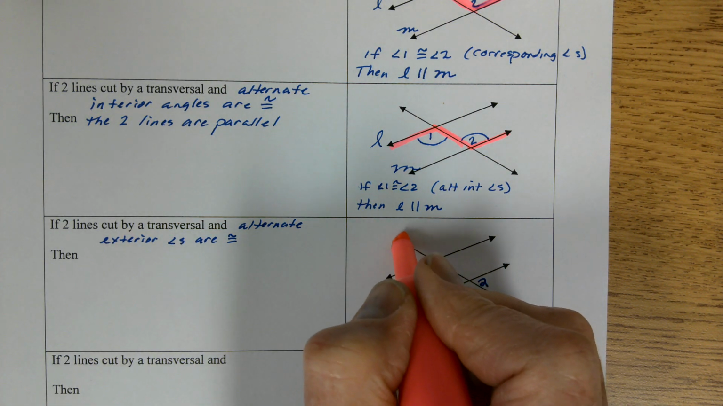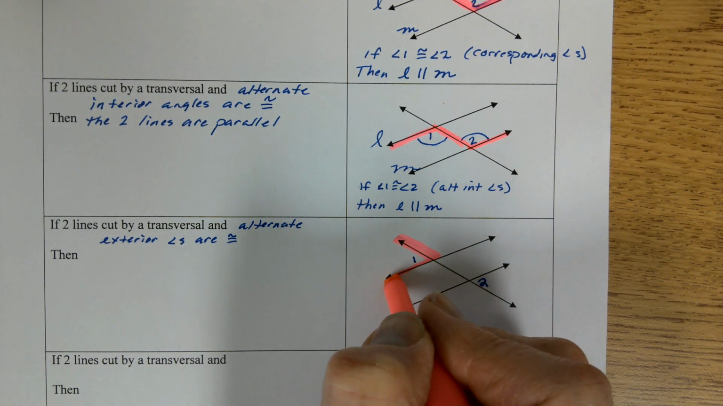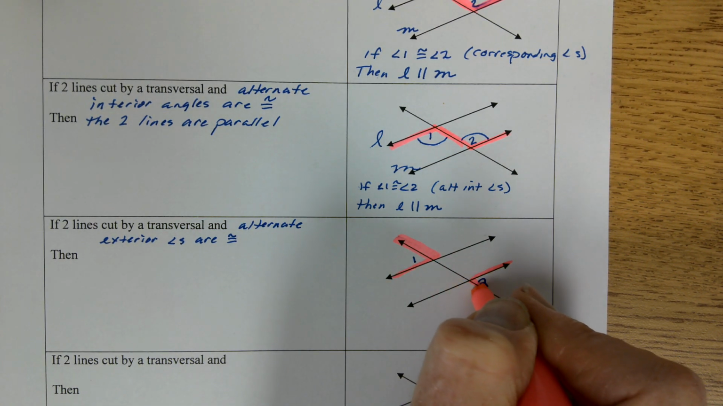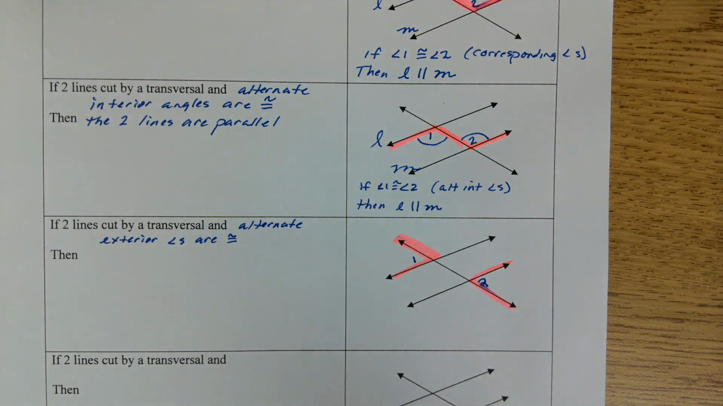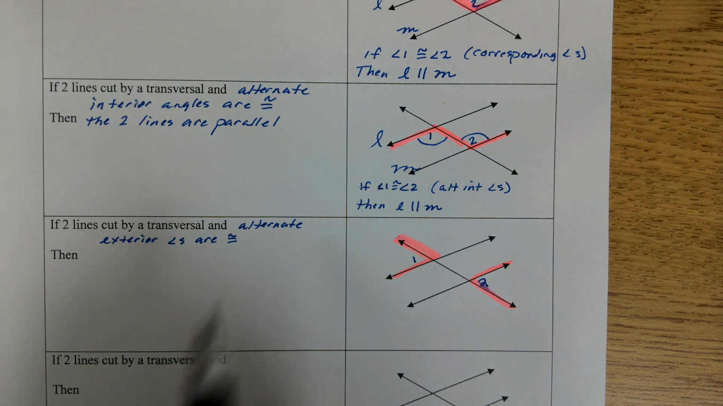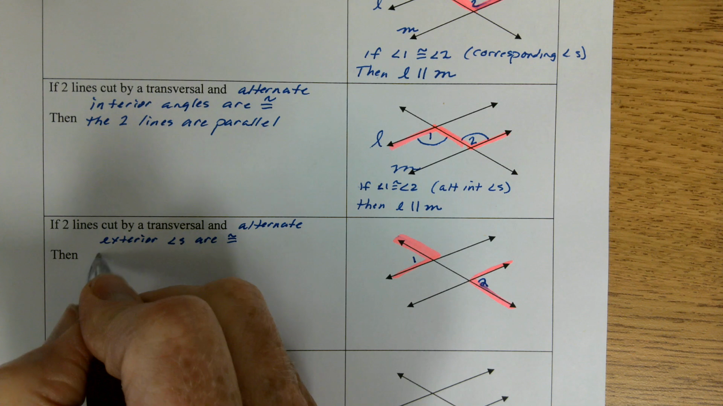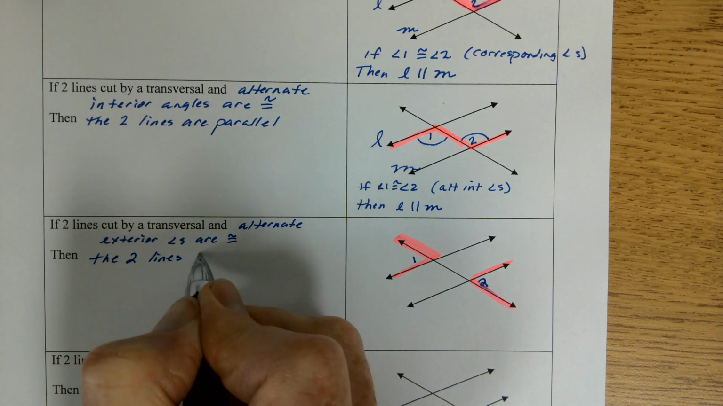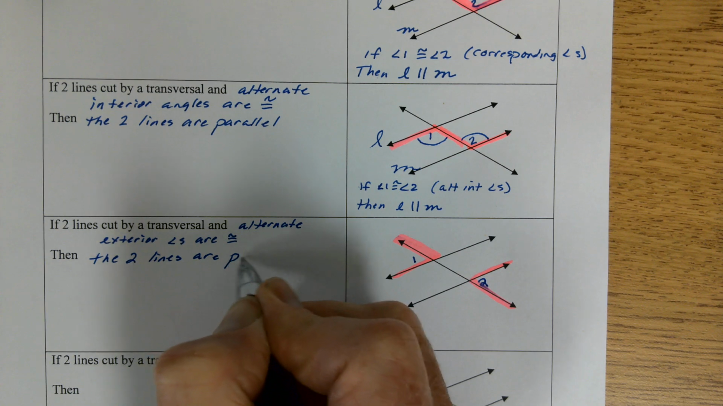These two do not connect together. They're pointing outside the two lines, and they're on opposite sides of the transversal. Alternate exterior angles are congruent. Then the two lines are parallel.